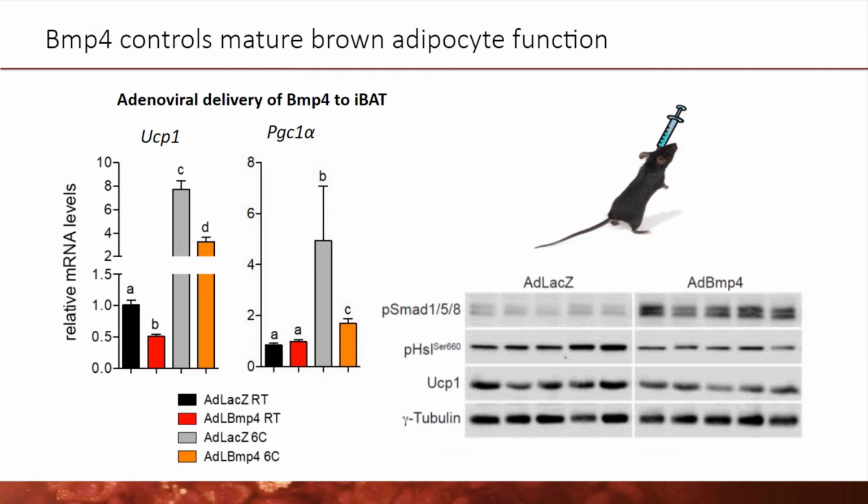BMP4 is a secreted protein, which can be expressed from an adenovirus and is then secreted in a paracrine manner from the cells. If you inject, for example, a virus into the normally brown adipose tissue depot, you can induce BMP4 expression. At the bottom right corner, you see that this induces phospho-SMAD signaling, which indicates the presence of BMP4. Quite interestingly, and we are talking here about a fully differentiated brown adipose tissue, this already reduces the number of UCP1 positive cells, both on the protein as well as on the mRNA level.